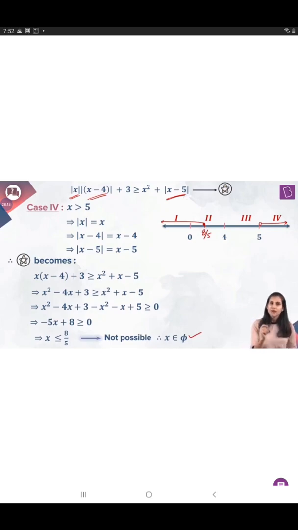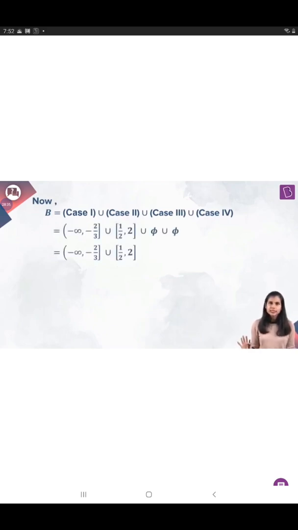Bingo. The moment I have found out what all values of x in the first, in the second, in the third, in the fourth region are able to satisfy my star inequality, I'll take the union of all and I'll get the set of all values of x on the real line which satisfy my star inequality. So I've taken the union. Union comes out to be this, right? Phi makes no sense in the union, isn't it? So I have this union. That's my set B.